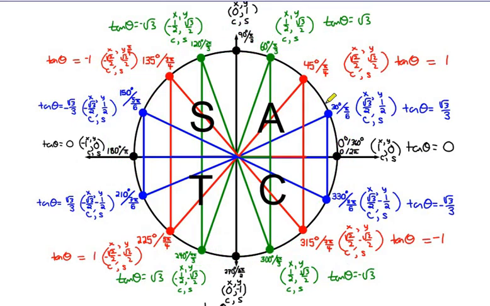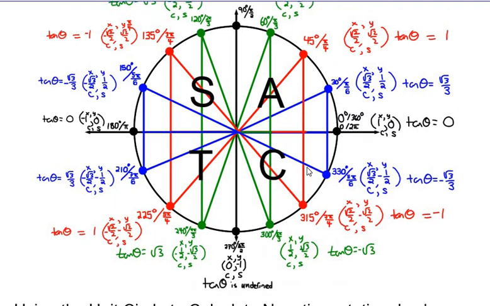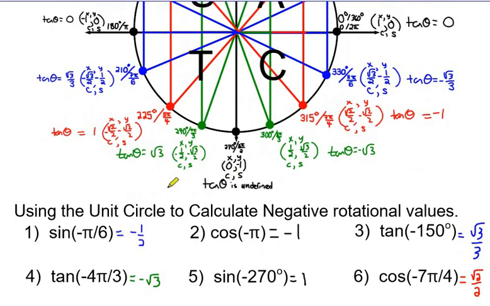Most people worry about a positive and a negative coterminal angle in terms of what you're going to look at in the future. So let's take a look at some examples here. Let's say I wanted to find sine of negative pi over 6. What I would do is say, okay, negative pi over 6 means start here and go pi over 6 in this direction. And so sine of that value is negative a half.